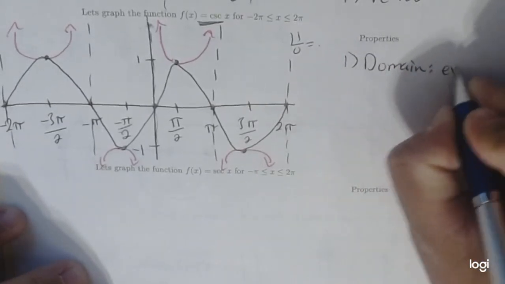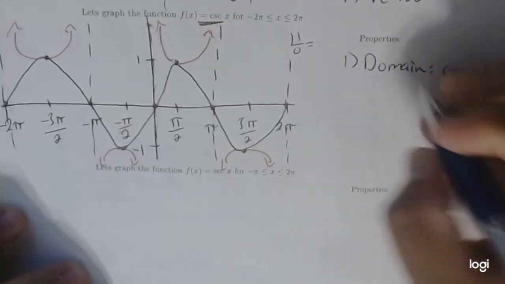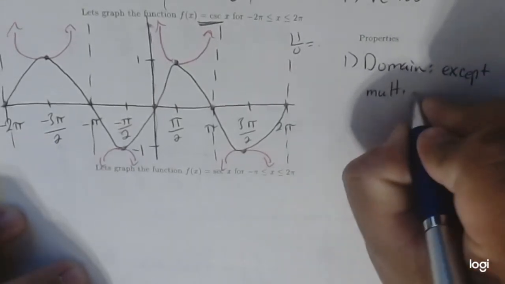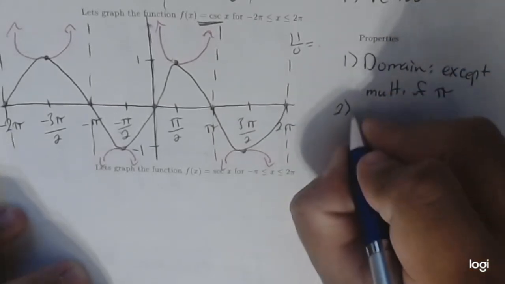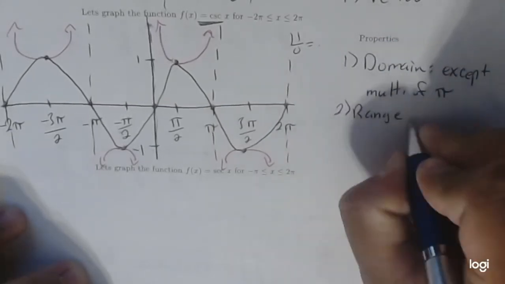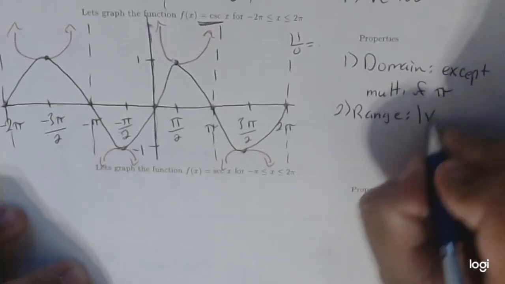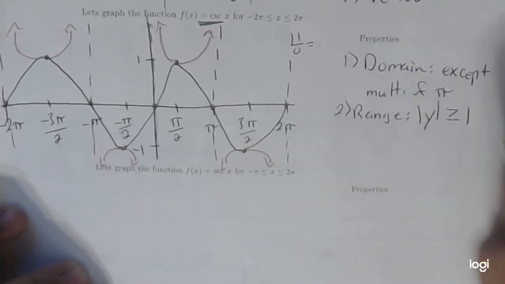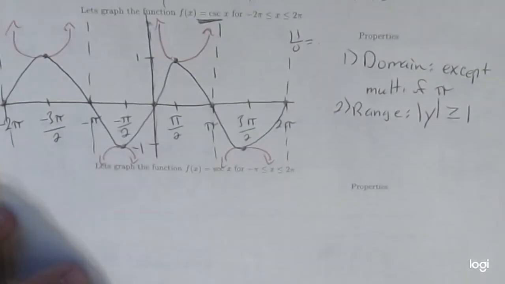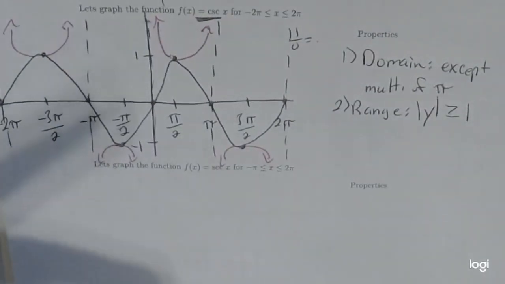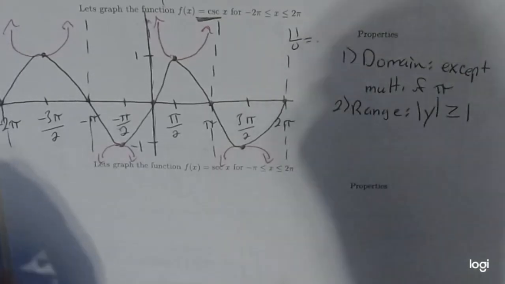So next up, just quickly find the domain. It's everywhere except multiples of pi. The range is kind of funky. The range is the absolute value of y must be greater than or equal to 1. So notice it doesn't go below 1 or negative 1, that's why it's the absolute value. In other words, it has to be bigger than 1 or less than negative 1. That's another way to say that.